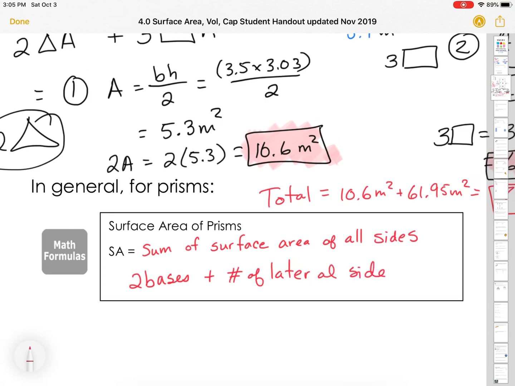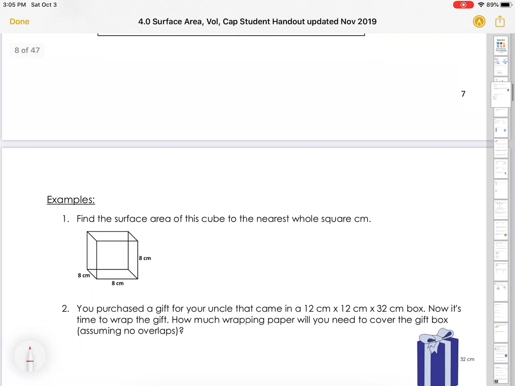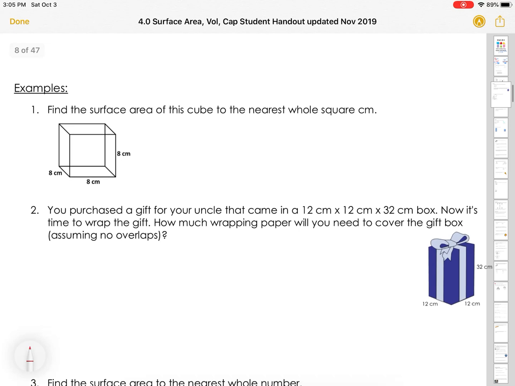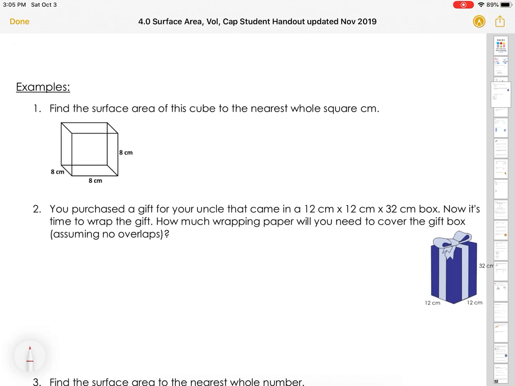Not all prisms are going to have identical rectangles for their sides. A lot of times they do. So it really depends on what's going on with those. Okay, so let's do some more examples. Now that we've kind of sorted that out.